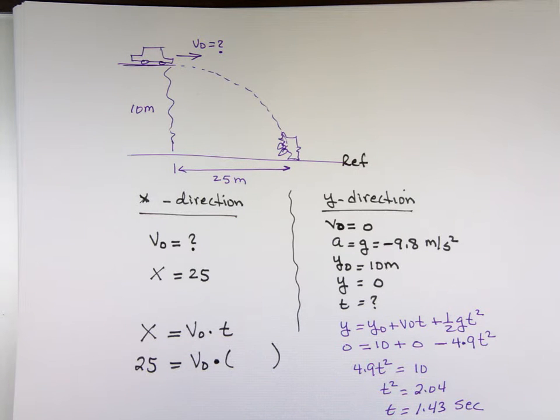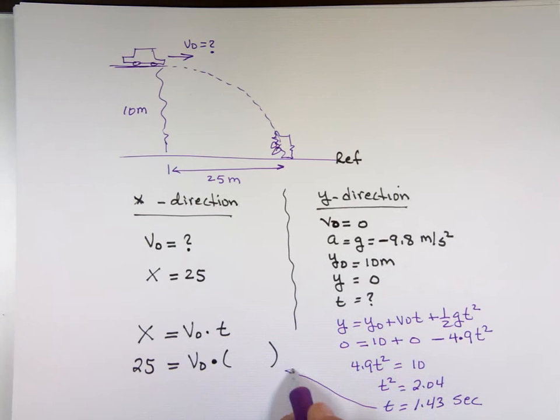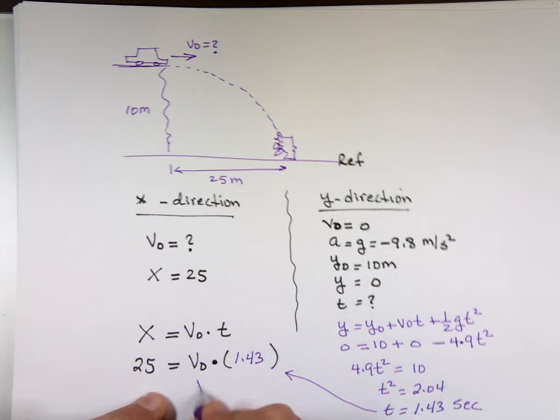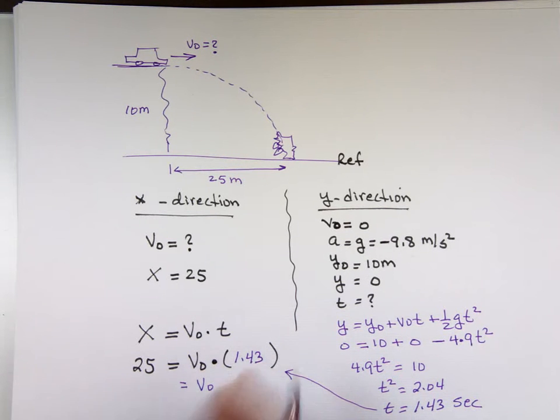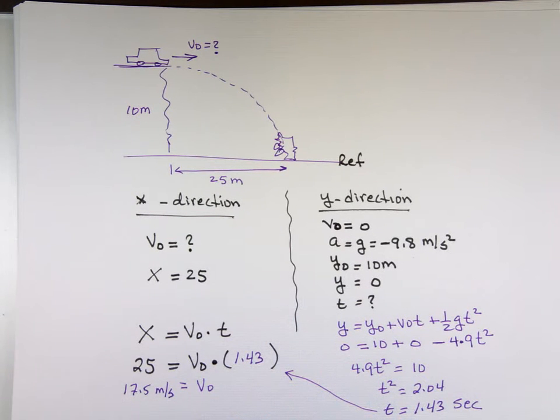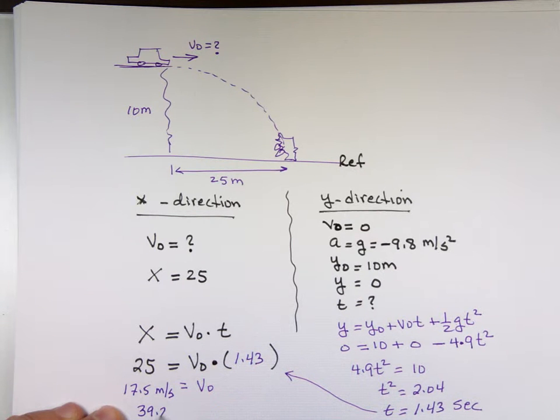And once you have that time, come back with it to this equation now and plug it in. Can we get the initial velocity of the car? 25 divided by that number, which is 17.5 meters per second. And if you want to convert that to miles per hour, times 2.24, I think, the car was going 39.2 miles per hour.